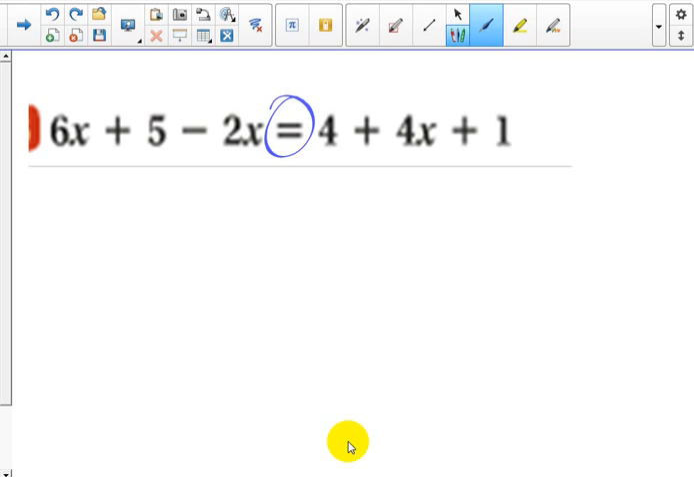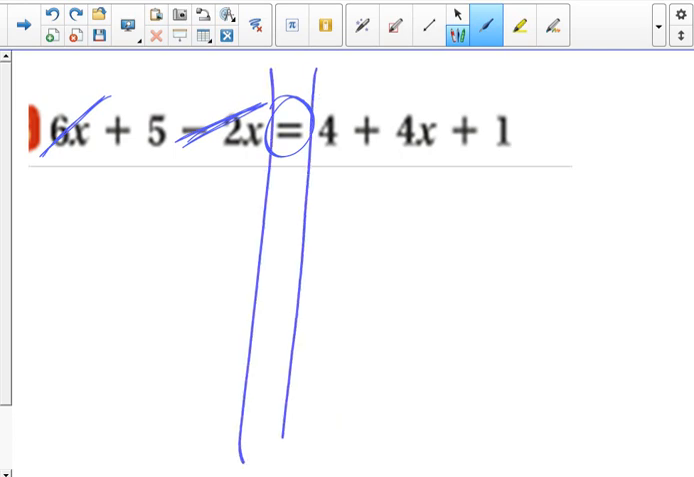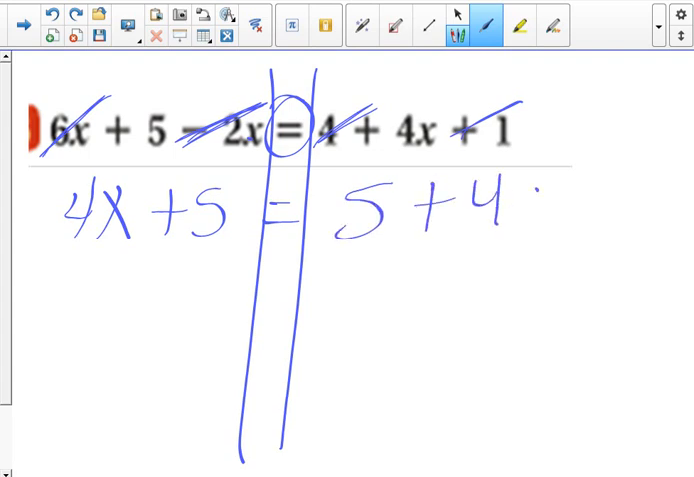Here's our equal sign. So now we have 6x minus 2x, combining like terms on each side of the equation. Right? So 6 minus 2 is 4. So we have 4x plus 5 equal, and over here I've got a 4 plus 1. That's going to be a 5 plus 4x. So just simplified by combining like terms on each side of the equation.